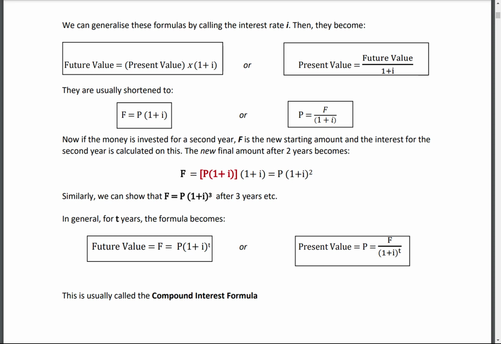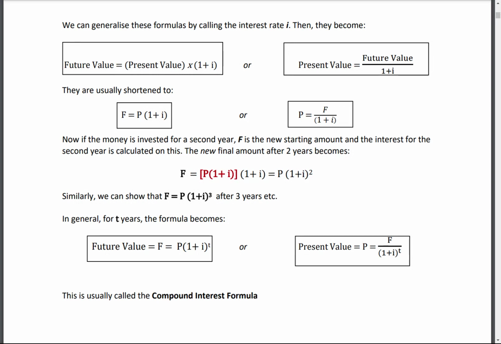So after 2 years, your money has now amounted to P into (1 plus I) squared. And if we apply the same logic to 3 years, we'll find that the final amount, or the future value, is P into (1 plus I) cubed. After 4 years, it's P into (1 plus I) to the power of 4, etc. So in general, the future amount of your money is the present value times (1 plus I) to the power of T, where T is the number of years. It could also, of course, be the number of months if your interest rate was in months, etc.